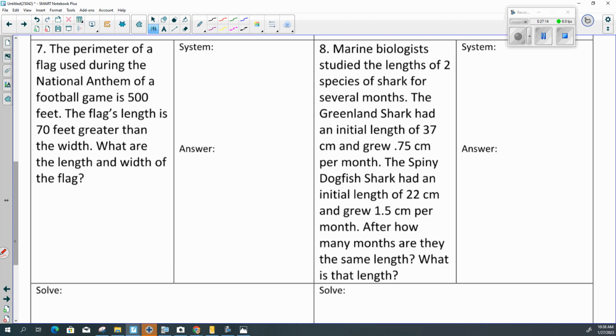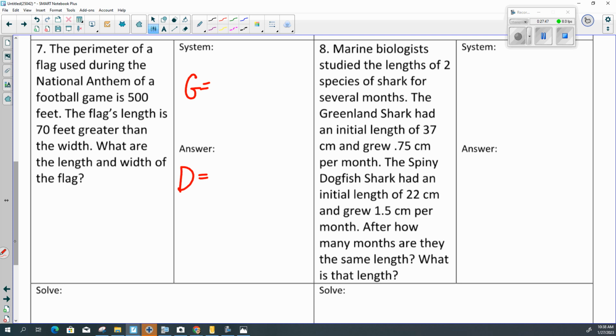Marine biologists studied the length of 2 species of sharks for several months. The Greenland shark had an initial length of 37 centimeters and grew 0.2 centimeters per month. The spiny dogfish shark had an initial length of 22 centimeters and grew 1.5 centimeters per month. After how many months are they the same length? What is the length? This one might be easier to graph.